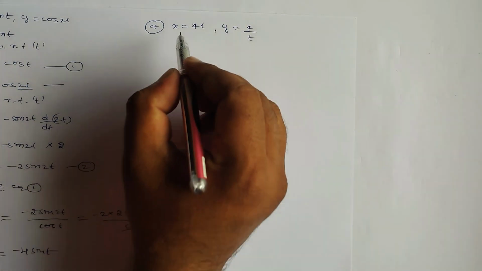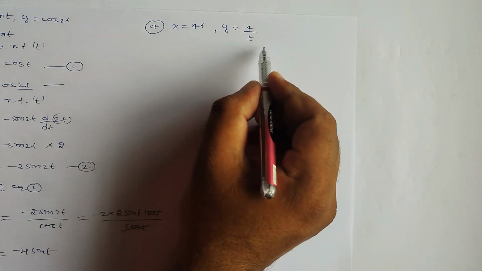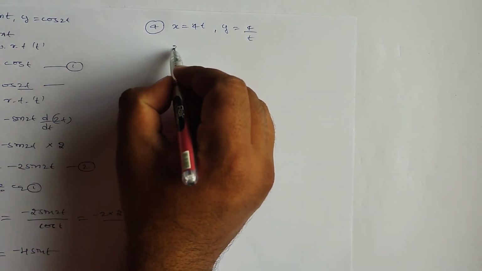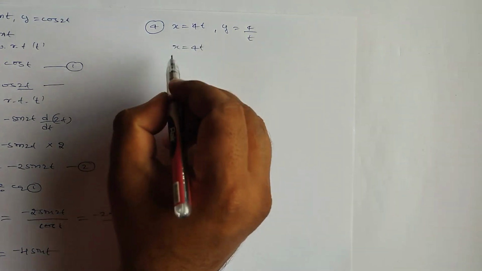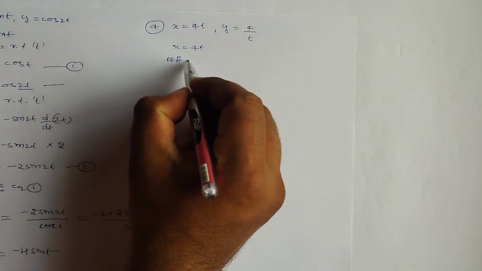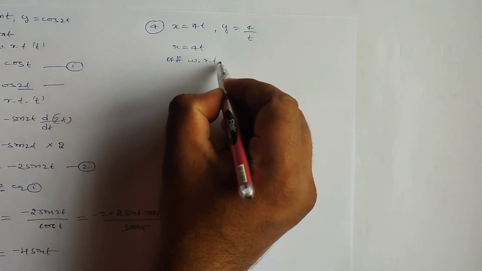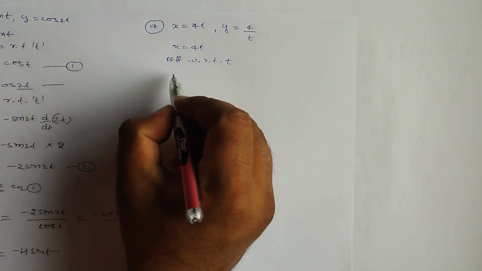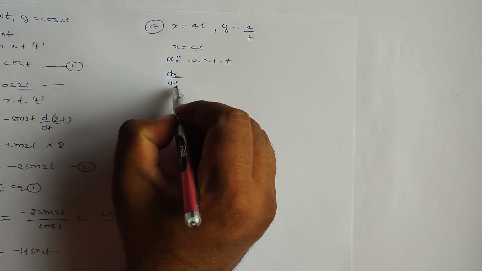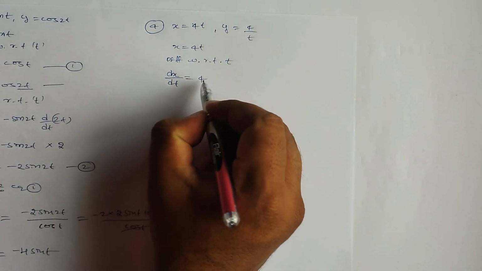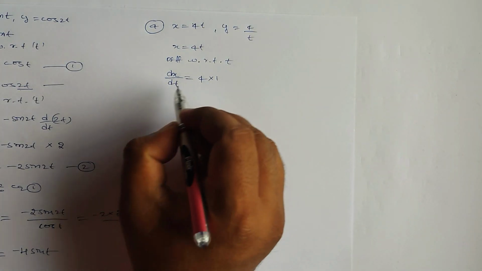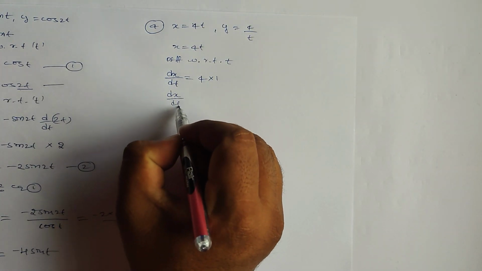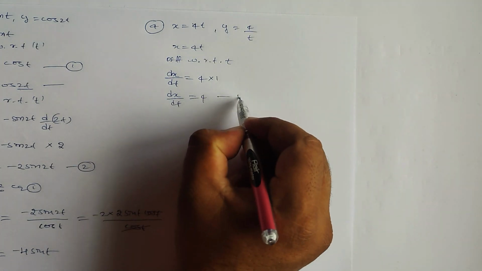Question number 4: x is equal to 4t and y is equal to 4 by t. Let x be equal to 4t. Differentiate with respect to t, the variable. So dx by dt is equal to 4, since the derivative of t becomes 1. So dx by dt equals 4. Say equation number 1.